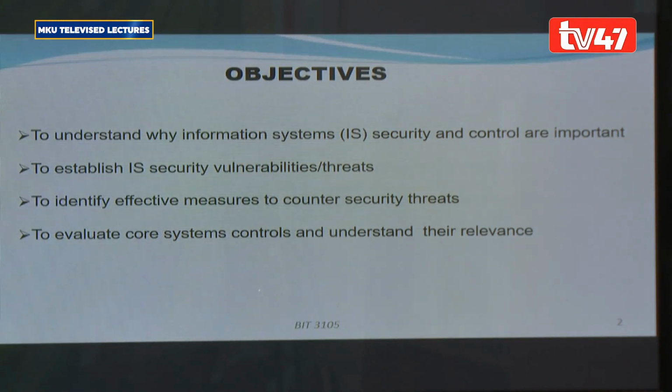The first objective is on why systems security and control are important. The second objective, we want to establish security, vulnerabilities, and threats. The third objective is to identify how we are going to mitigate the threats that we have identified. And the fourth objective, we shall have a focus on systems control and how they relate to the threats, or the security issues that we shall have addressed earlier.